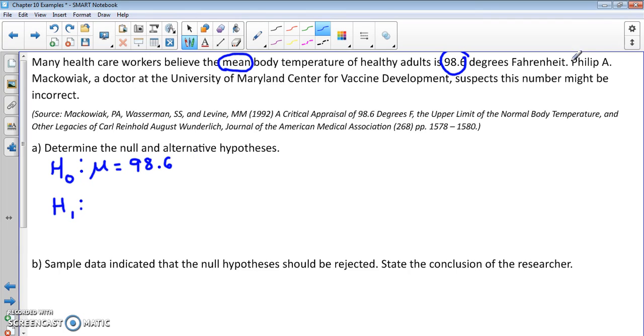And then it says that this doctor suspects that the number might be incorrect. So if you see the word incorrect, he just thinks that that's not right. So he's just saying it's different. He doesn't say it's less than or greater than. So we're just going to say that the mean is simply not equal to 98.6. So we're working with a two-tailed test.